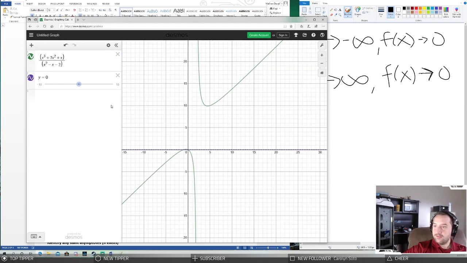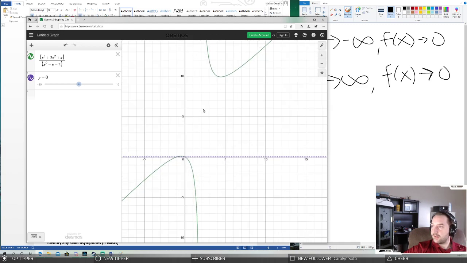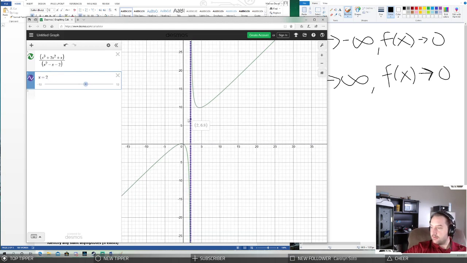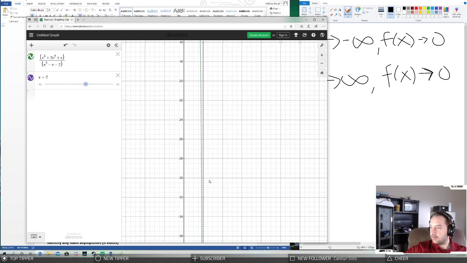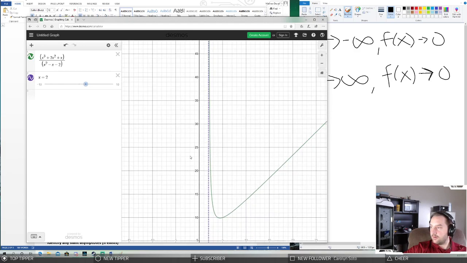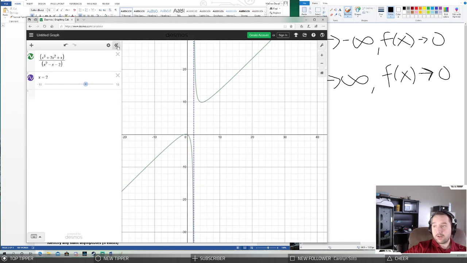Okay. This one is definitely a goofy one. Let's try and identify this asymptote, though, because that'll help us a little bit. So x equals 2. Is that it? It looks like it. Yeah. There's the vertical asymptote. If you guys notice, there is no horizontal asymptote.